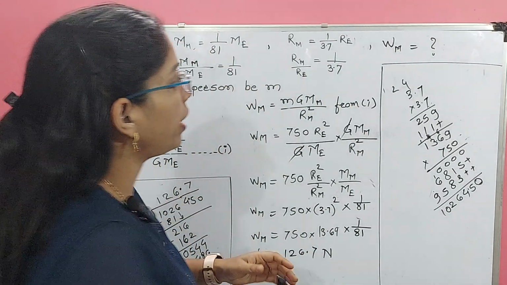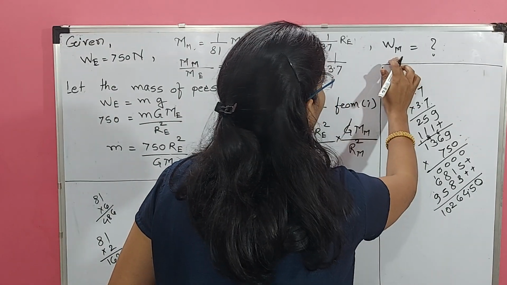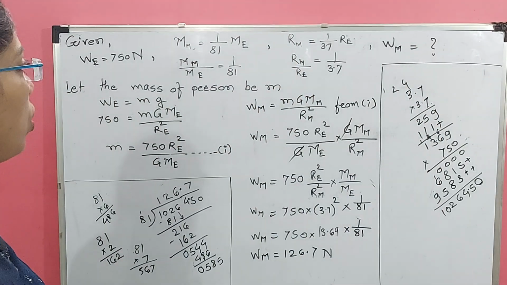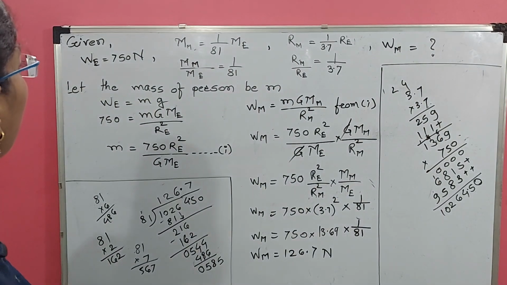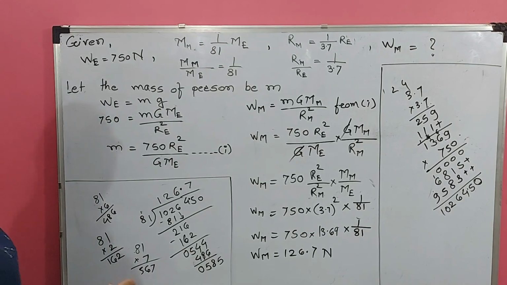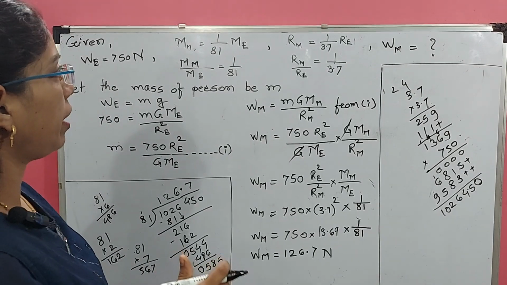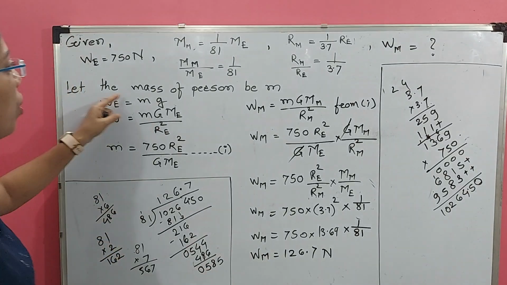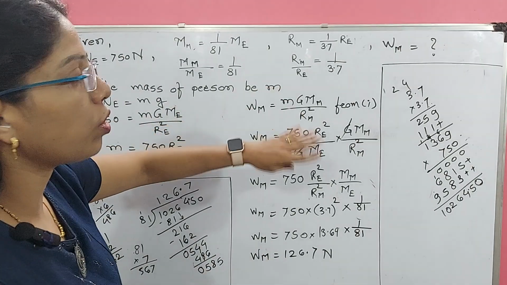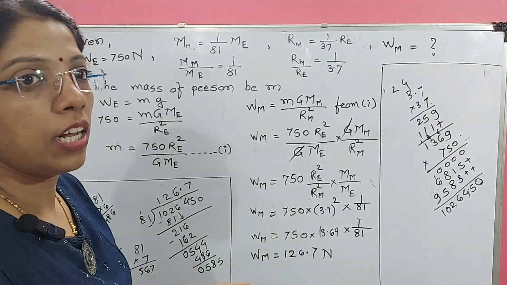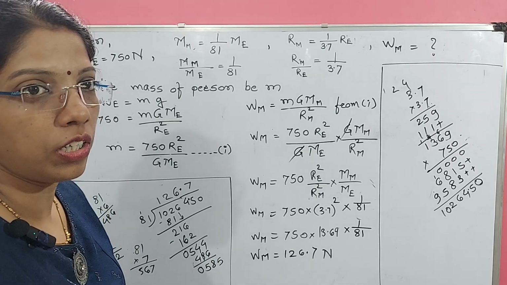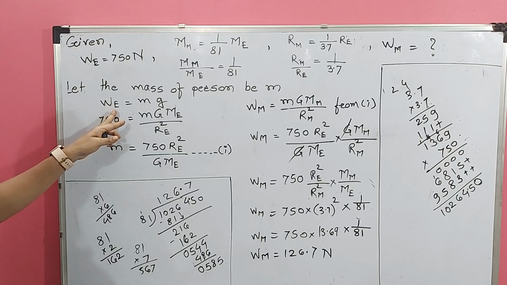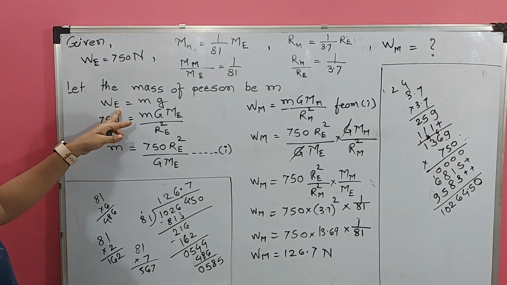So what do we have to calculate? Weight on moon is equal to how much? We have to calculate the weight of the person on moon. Here we don't know the mass. For weight we should know the value of m and g. So we will consider the mass of the person. Let the mass of the person be m, since it is not given.